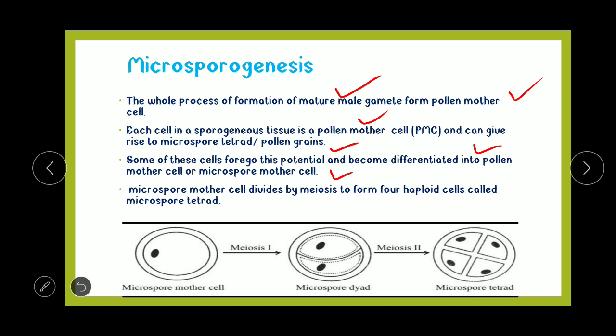Now the microspore mother cell divides by meiosis to form 4 haploid cells that are called microspore tetrad. You can see in the diagram, this is the microspore mother cell, this is diploid. Now meiosis 1 will take place forming the microspore dyad, and meiosis 2 will take place forming the microspore tetrad. So here there are 4 microspores arising from the microspore mother cell.